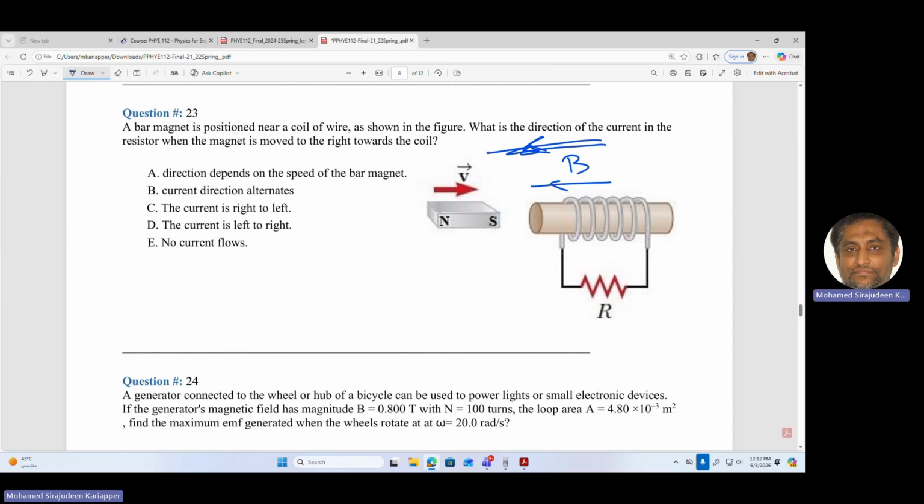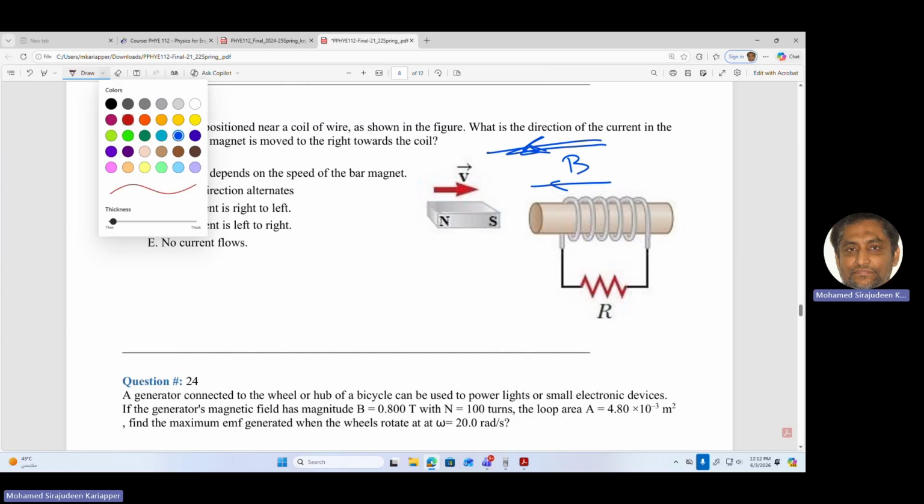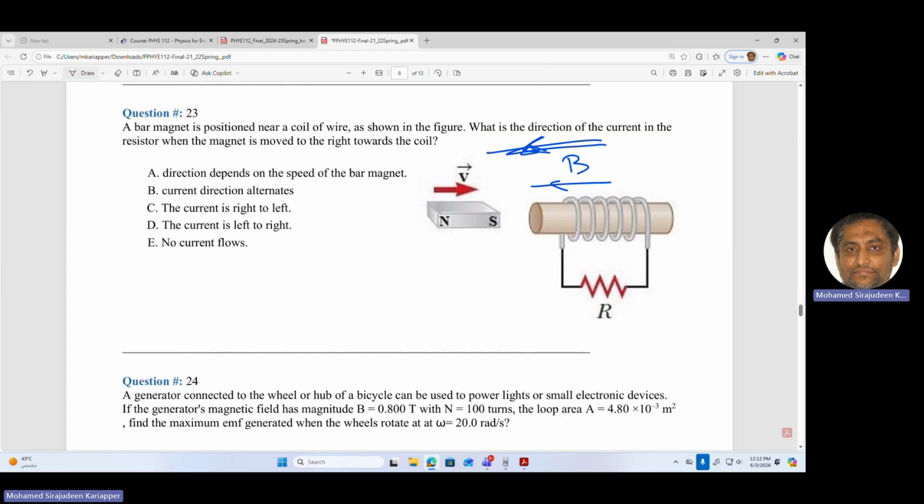I don't like it. I am the coil now. I say, no, don't change. What will I do? I will create my own magnetic field to cancel this change. How can I do that? Let me take red now. This direction, and it is increasing to the left. How can I stop it? Yeah, I will make an induced field in the opposite direction.